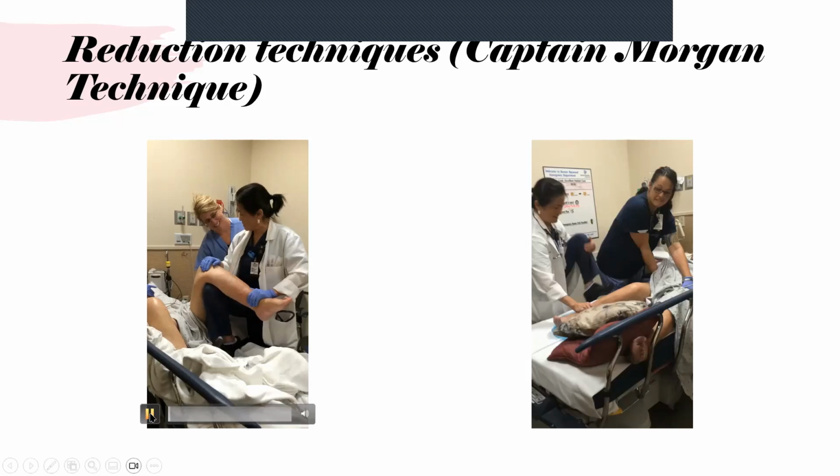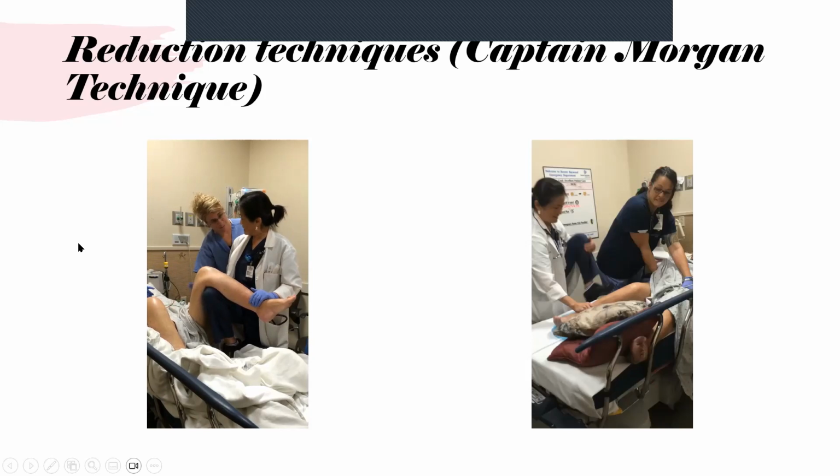So this is how you do the... You have to hold, push down. Push harder. Yes. Push harder. Yeah, okay, you're doing counter traction. Okay. Yeah.